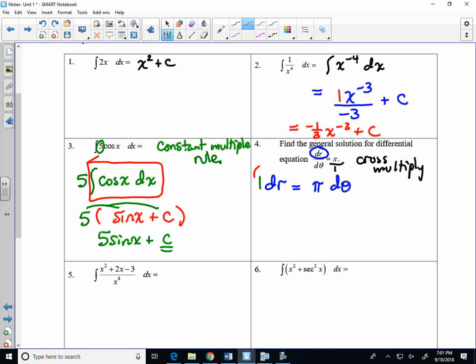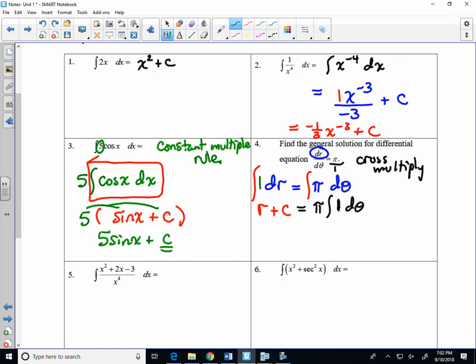I'm going to take the antiderivative of both sides. So I'm integrating 1 with respect to r, and I'm integrating pi with respect to theta. All right? So on the left-hand side, if the relevant variable is r, what would be the antiderivative of 1? R, right? R plus c. On the right, I'll do a slight little maneuver real quick. I'm going to factor out the pi, because that's a constant. Constant multiple rule allows me to do that. Antiderivative of 1 d theta.